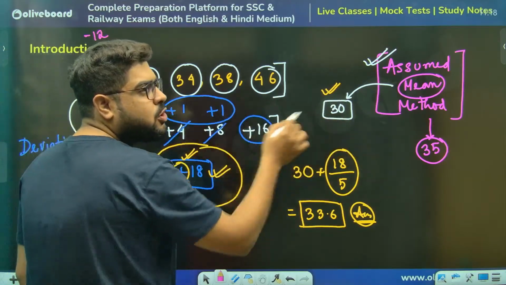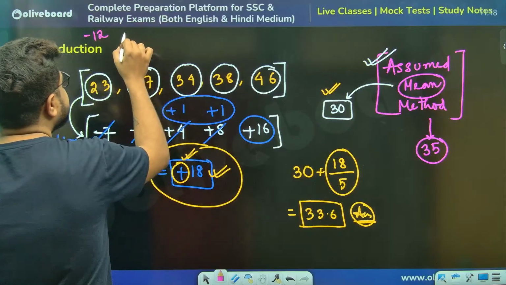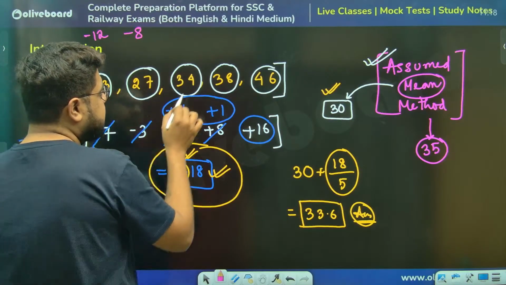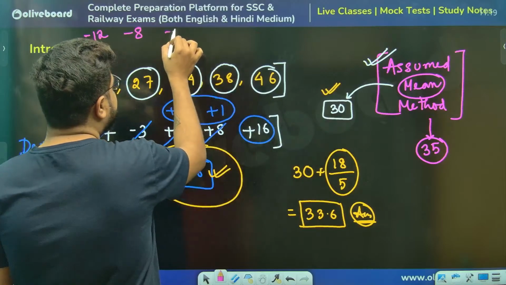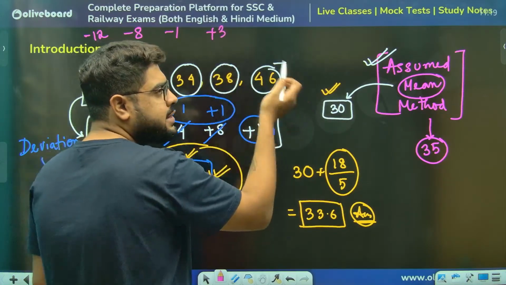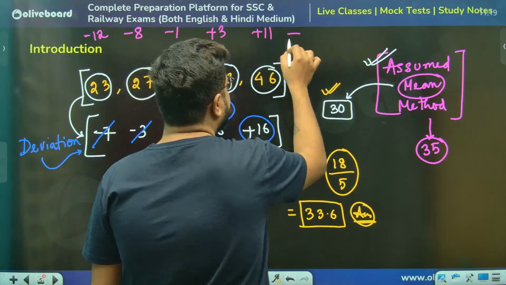27 is how much more or less, sir? 27 is how much less? Sir, you will say this is minus, like 3 here, 5 here, so minus 8. 34 is how much less? Minus 1. 38 is how much more? Plus 3. More means plus, less means minus. This is plus 11.